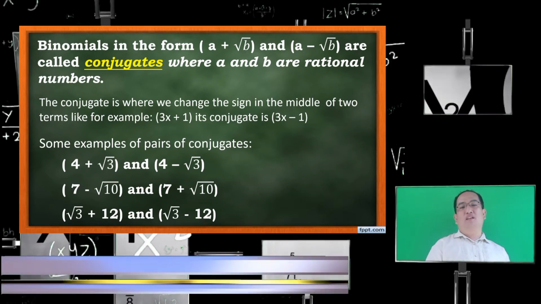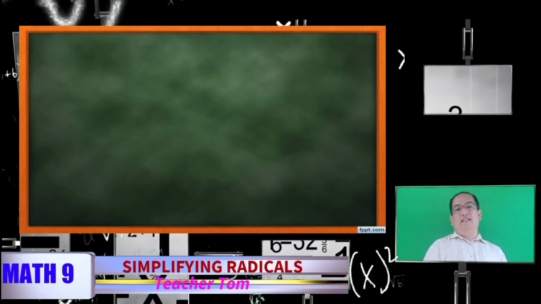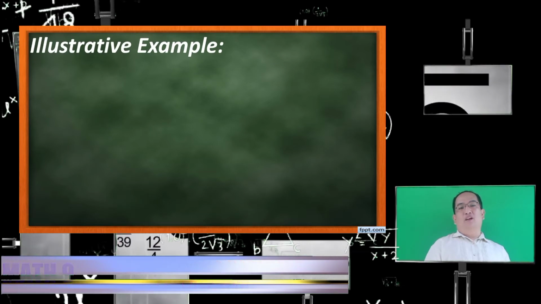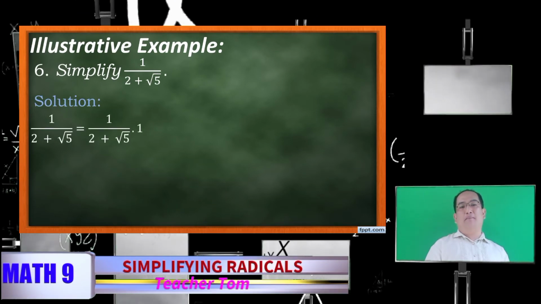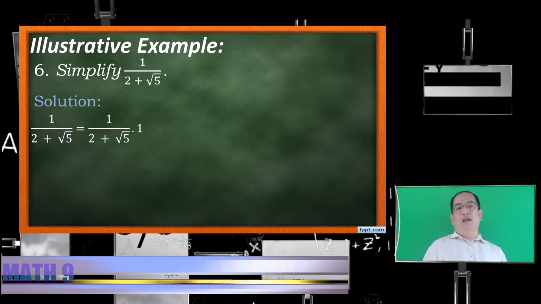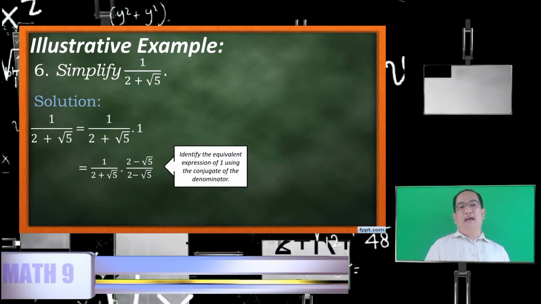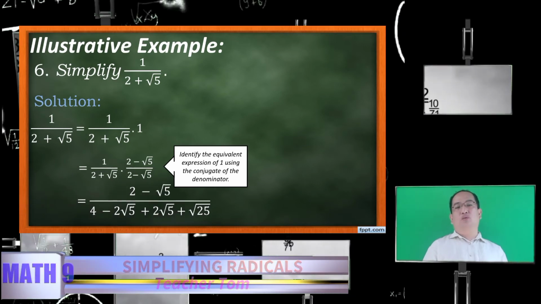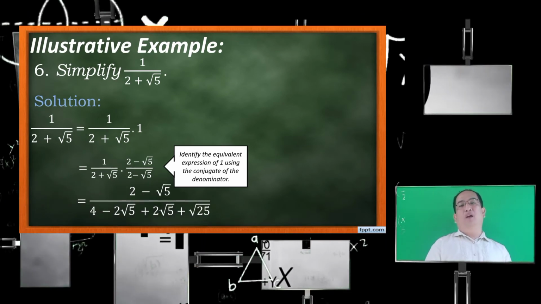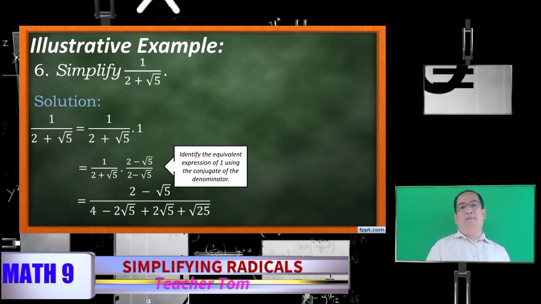So let's move on to solving, or simplifying, number 6. Based on the solution, 1 over the sum of 2 and square root of 5 can be expressed as 1 all over the sum of 2 and square root of 5 multiplied by 1. So identify the expression of 1 using the conjugate of the denominator. Which means we have 1 over 2 plus square root of 5 multiplied by 2 minus square root of 5 all over 2 minus square root of 5.